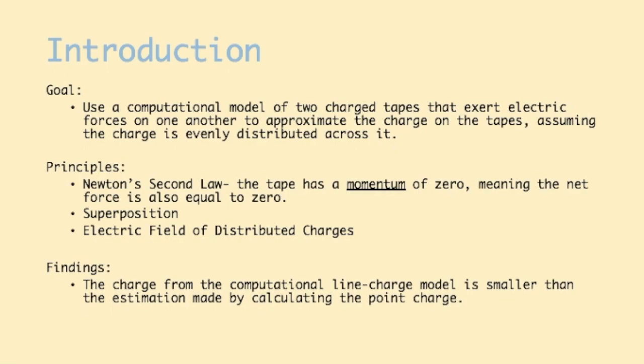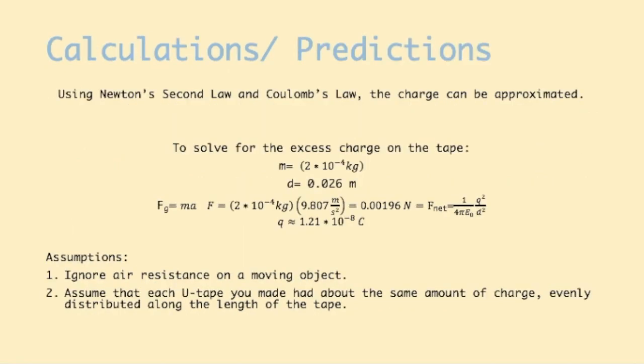I found that the charge from the computational line model in this lab had a smaller magnitude than the estimation made by calculating a single point charge on the tape. In order to compare the line charge model to the point charge model, we have to use Newton's second law and Coulomb's law in order to approximate the charge.